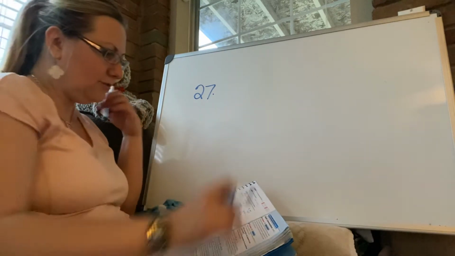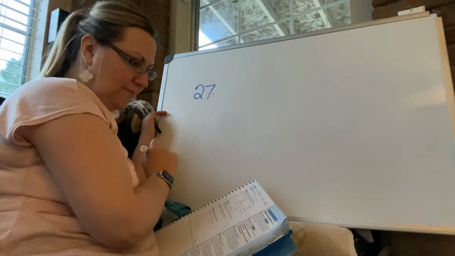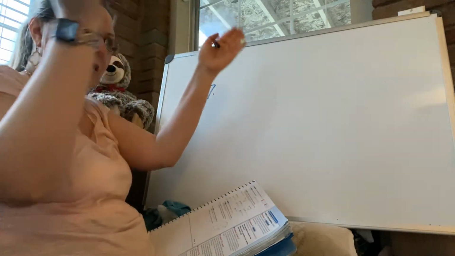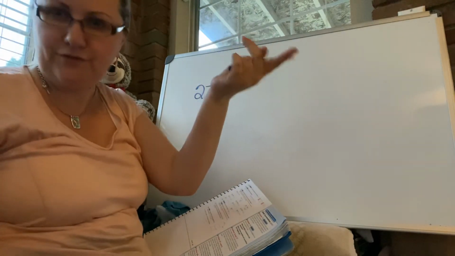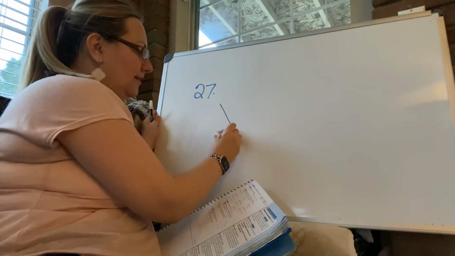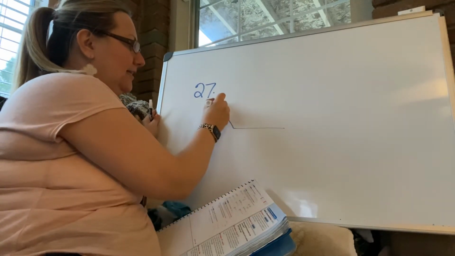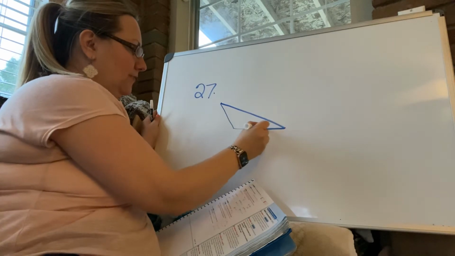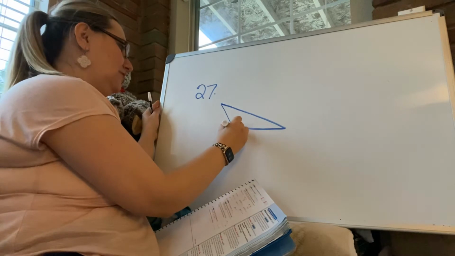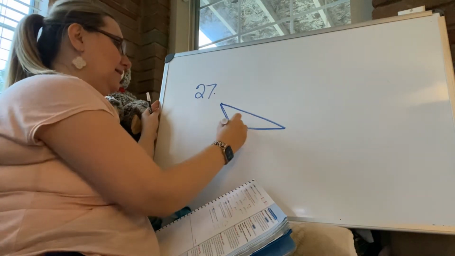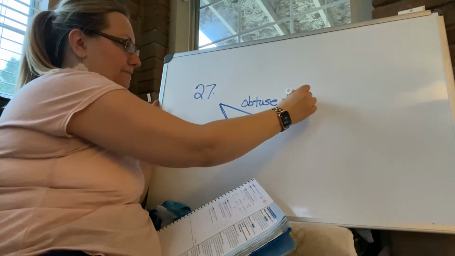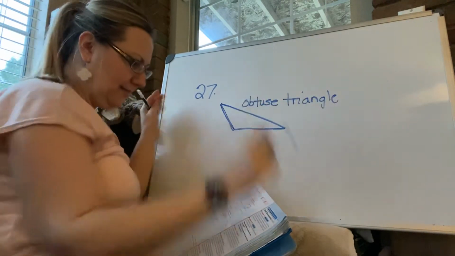An obtuse triangle. Hopefully you remember that at least, so we have to have one corner, one vertex, we could say, that is open wider than 90 degrees. So for example, here with this wide open bit that comes not straight up but over to the side is an obtuse triangle.